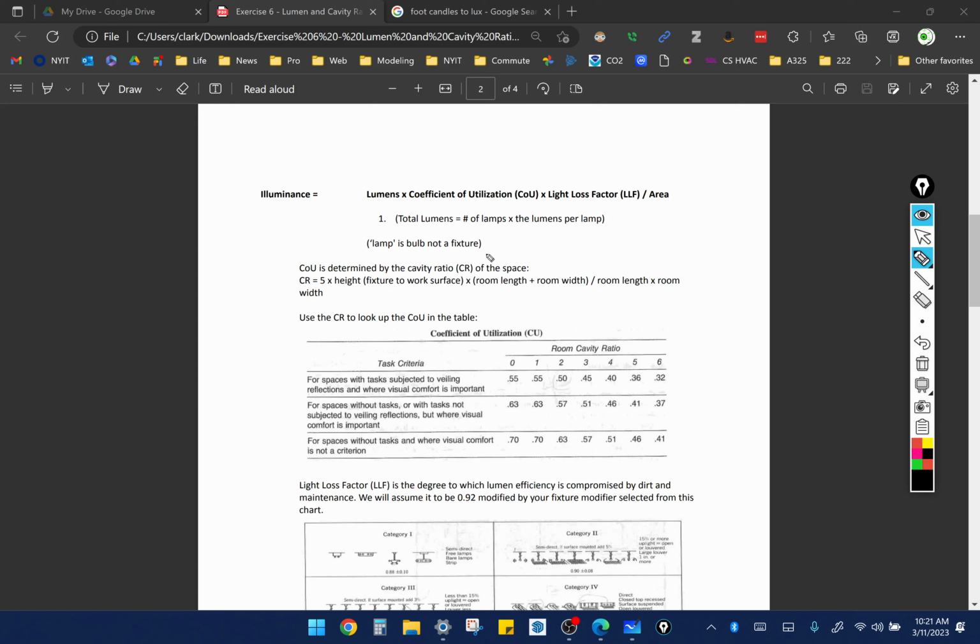Okay, so then what is this coefficient of utilization? It's determined first by the cavity ratio, and they give us this equation: 5 times height of the fixture to work surface times room length plus room width, divided by room length times room width. Okay, what does that mean? So let's go figure that out.